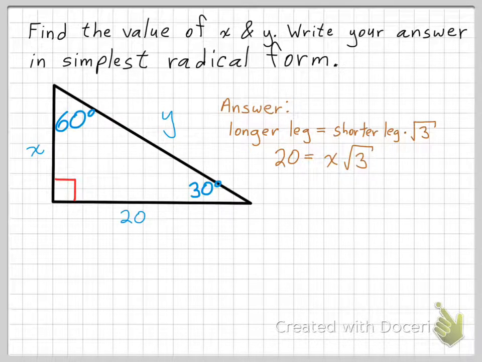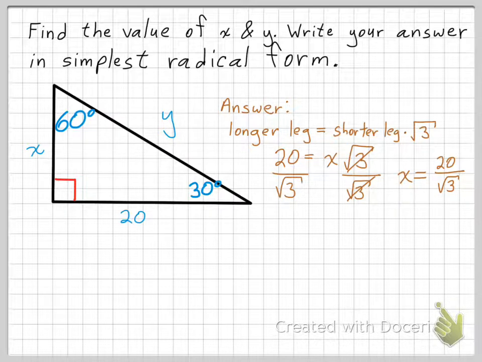So I'm going to have to divide by root 3 over root 3 to get the x all by itself. And after I divide out, root 3 divided by root 3 is 1, I get my answer. My answer is 20 over root 3. And I'm kind of done, right?